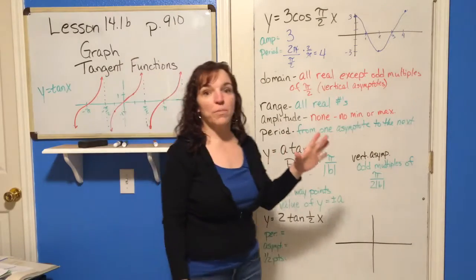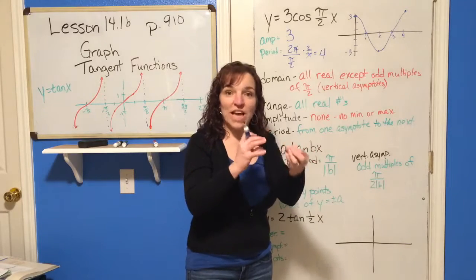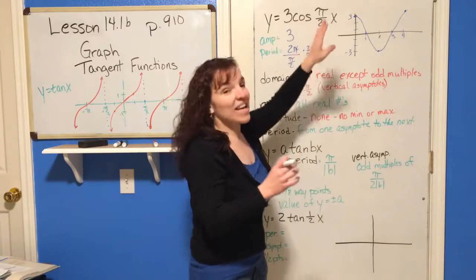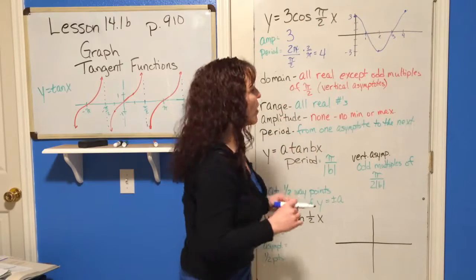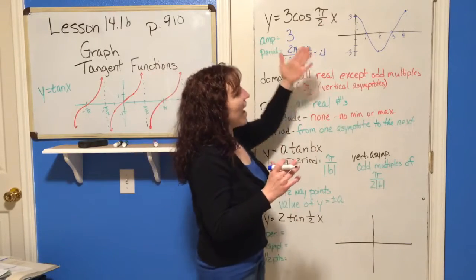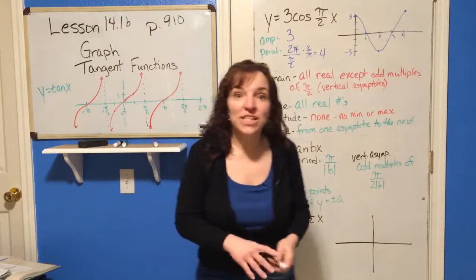So you will have some problems where you have sine or cosine that have an a and a b. I think in the last section you only had one or the other. All right, now we're going to involve the a and the b in a tangent function.